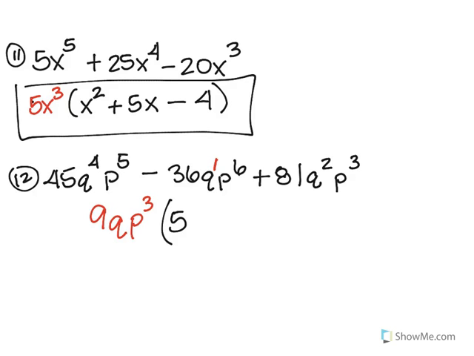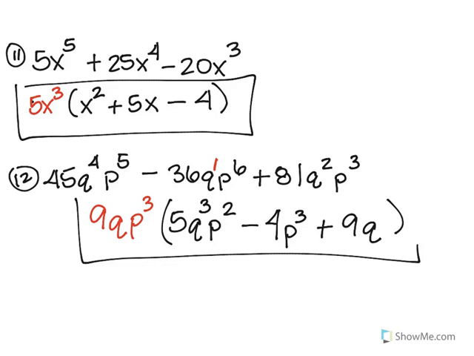5 Q to the third, P to the second. Good. Minus 4 P to the third. No Q's, right? Good. Plus 9Q and no what? P's. Very good. Now, always check yourself when you go back and look at this parenthesis.